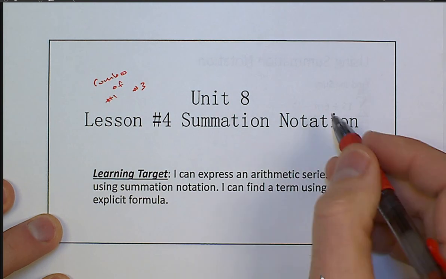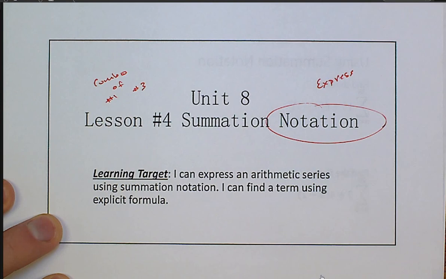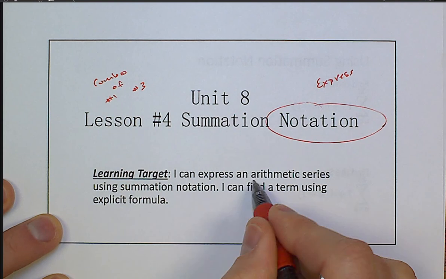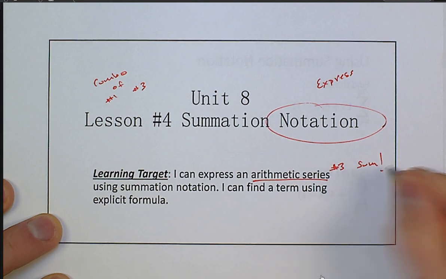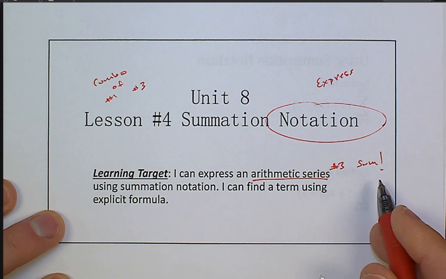What does notation mean? It's just a different way to express something, right? Write something out, express something. So it's called summation notation, we'll talk about it. But if you look at the learning target, I can express an arithmetic series, that's what you did in lesson 3, where we find and add all of the terms together, find the sum. So you already know that formula using summation notation.